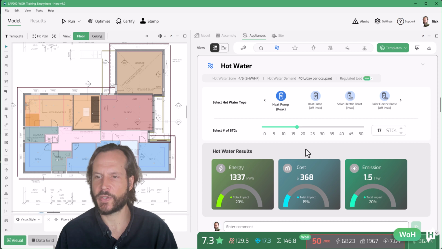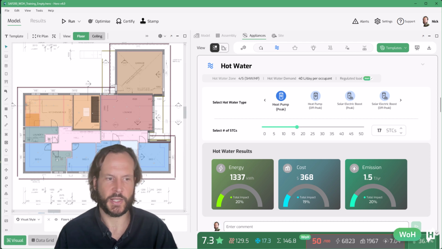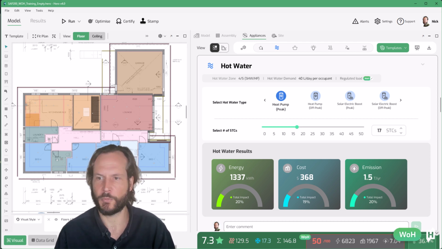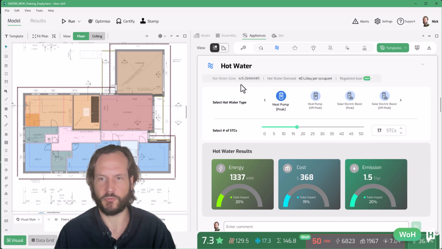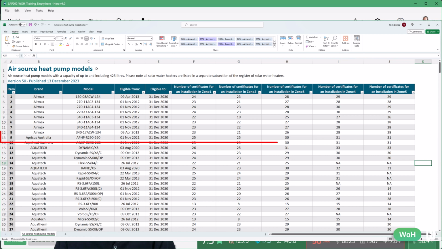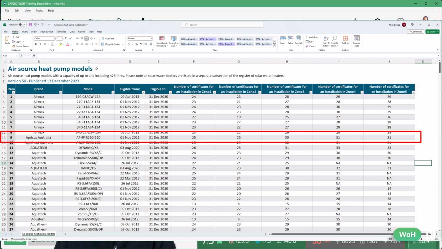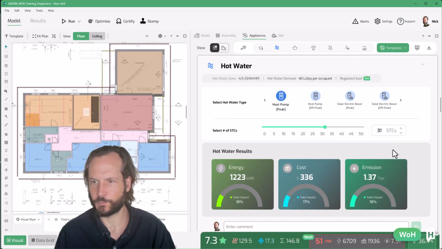All right, let's fill this in for our sample project. So let's say I'm looking at the recent released Apricus all-in-one pentane heat pump. I'm in Castlemaine, which is in climate zone 5 for heat pumps, 4 if we were using solar hot water. So I can look up my model here in the spreadsheet. Here's the model, APHP R290 260 litre. And in zone 5, we would get awarded 31 SDCs.